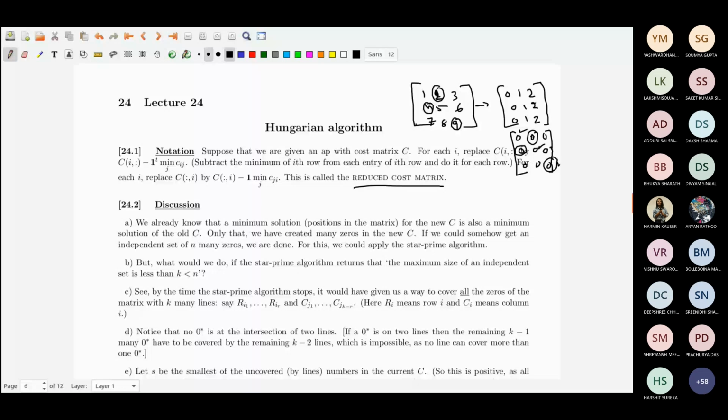It is saying all the diagonals, like A11. So this is one diagonal, another is like this way. Like there are 6, 3 factorial permutations. So that is the reduced cost matrix. Acha, so you have got the reduced cost matrix. Now you want to find a perfect matching.